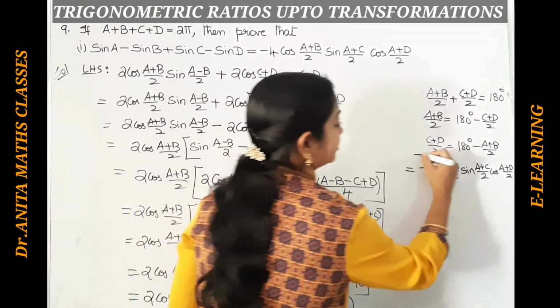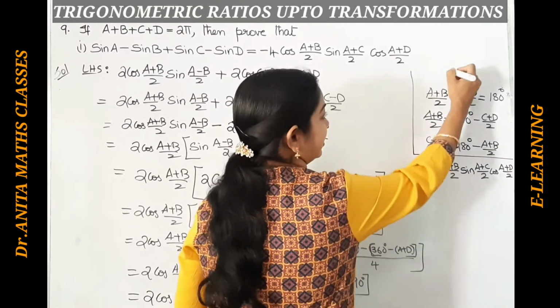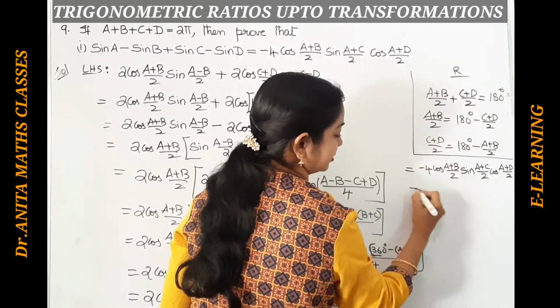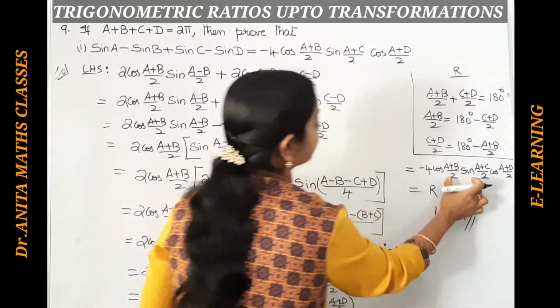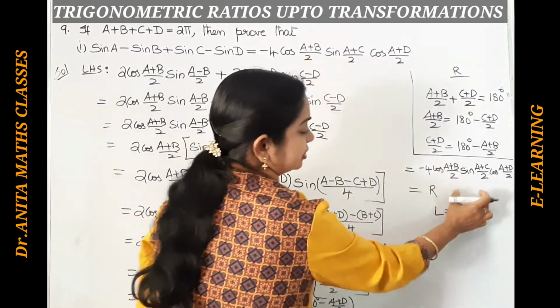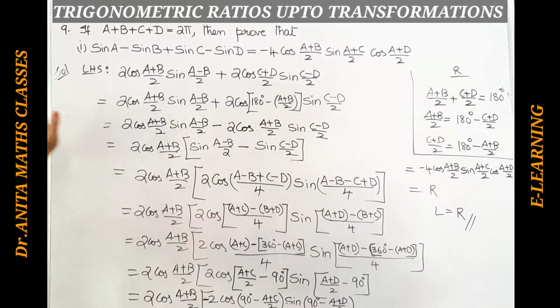Okay. So this part is the rough part. So this is the RHS. So LHS is equal to RHS, hence proved. See here, check it out here. So please pause the video and note it down. We have made use of only the transformation formulas here.